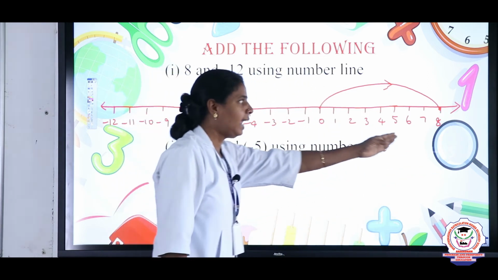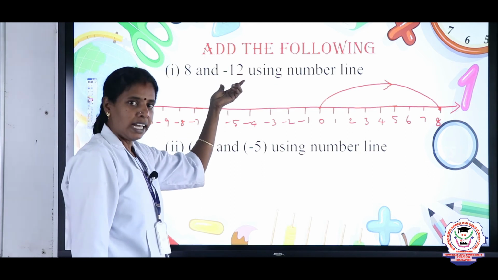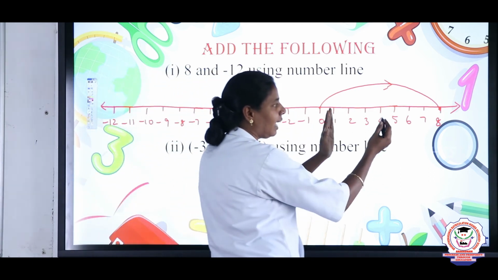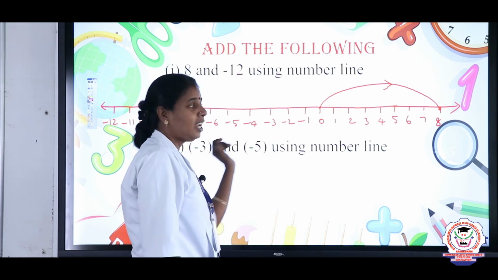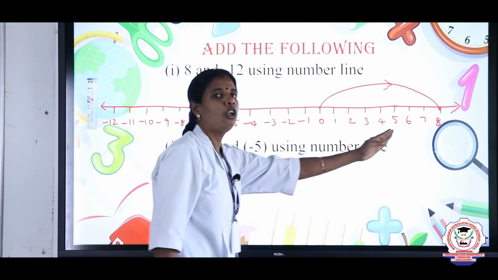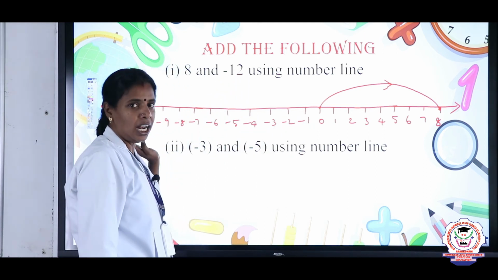Now from 8, what am I going to do? The next integer is minus 12. So negative integer, I told you we need to move left side on the number line, right? So from 8, you want to move how many units? 12 units left side on the number line.